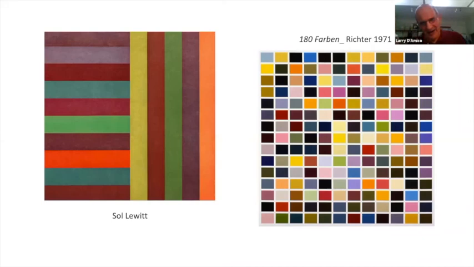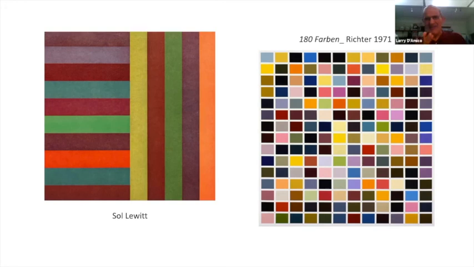On the right is Richter's response to that. He went into a paint store and he looked at a paint chart and said, "Oh, this is beautiful. I'm going to paint this." So he would enlarge this piece to being, again, 8 by 8 feet. And he would match up the colors and he would paint them himself in these solid flat colors. And that was his process.